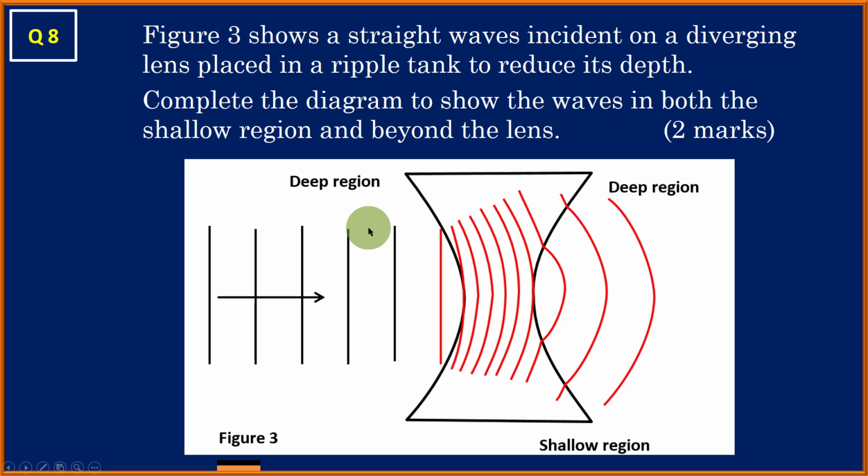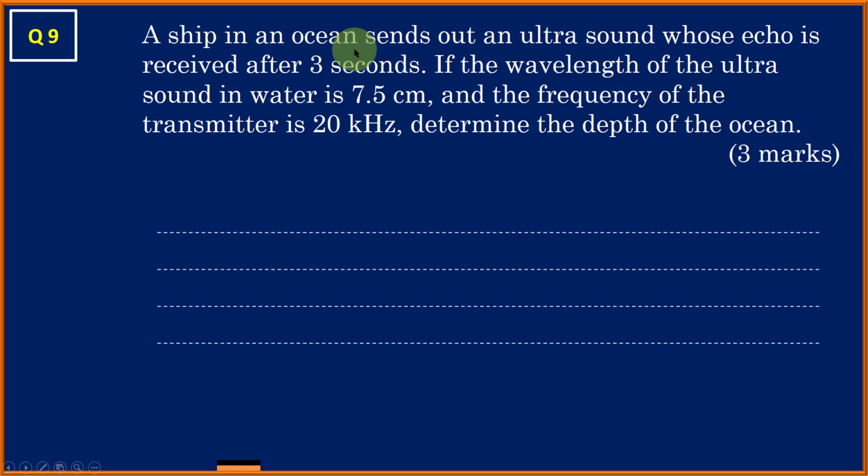Let's look at question 9. A ship in an ocean sends out an ultrasound whose echo is received after 3 seconds. If the wavelength of the ultrasound in water is 7.5 centimeters and the frequency of the transmitter is 20 kilohertz, determine the depth of the ocean.